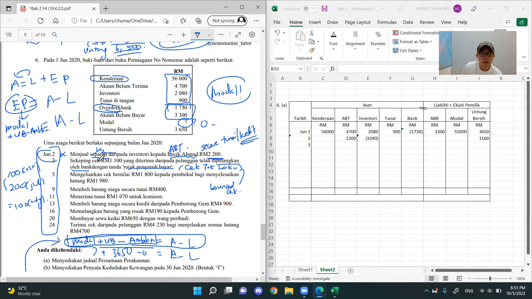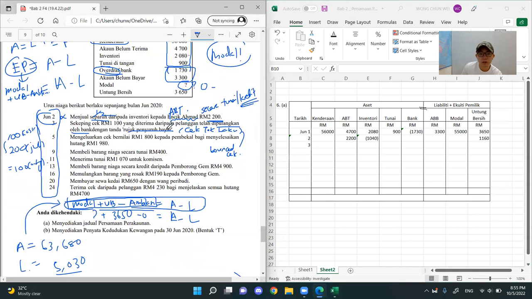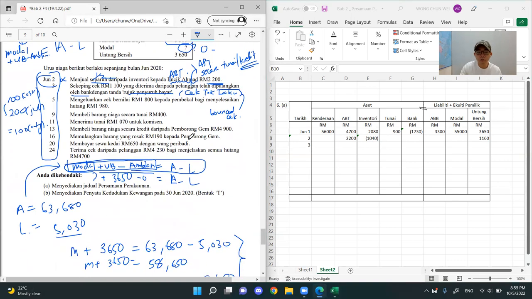Okay. So sekeping check 1,100 ringgit, diterima daripada pelanggan. So your pelanggan means your ABT here. Okay, your customer. So sekarang dia bayar. So now, let's say Bob is my customer. My account belum terima. Okay, so today Bob gives me a 1,000 ringgit check.